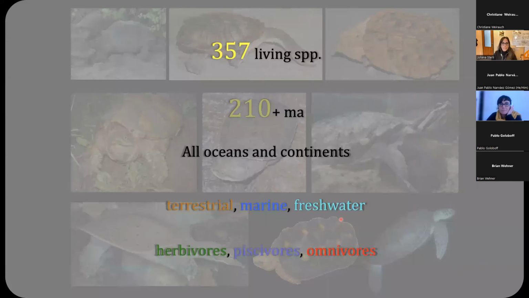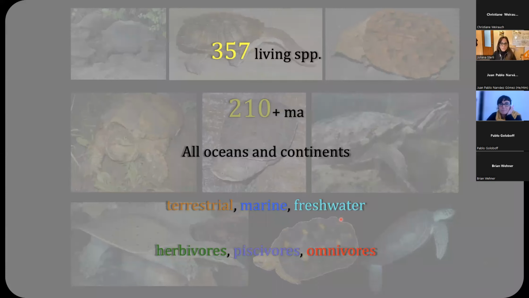They are more or less 357 living species. They have a long history in the fossil record. The oldest turtles are from the late Triassic, 210 million years ago, approximately. They live and they have lived in all oceans and continents, except Antarctica. And they have conquered different environments like the terrestrial, marine, and freshwater. Also, they have a diverse diet. Some are herbivores, some piscivores, and omnivores.